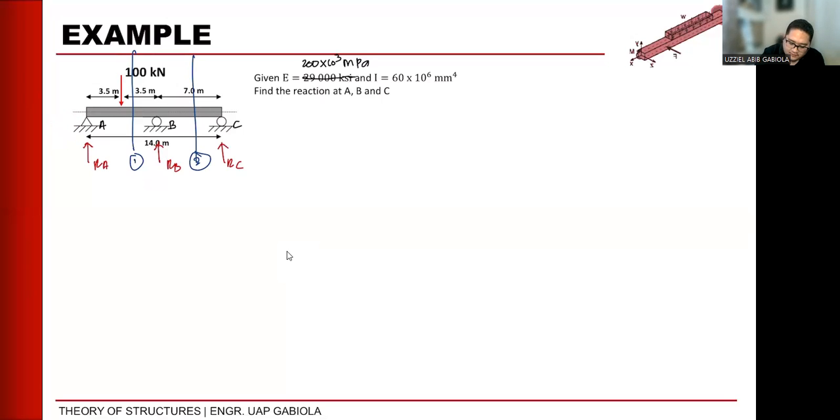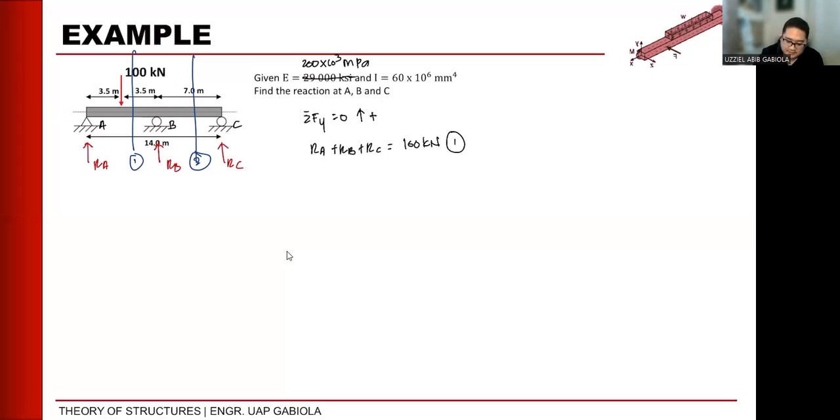So, yung first equation natin na gamit is summation of forces in Y is equals to 0, taking upward as positive. So, ibig sabihin ng formula natin is RA plus RB plus RC is equals to 100 kilonewton. Ito yung first equation natin.